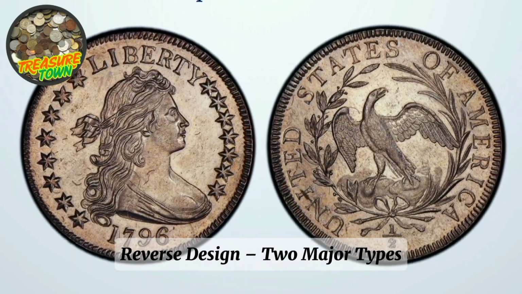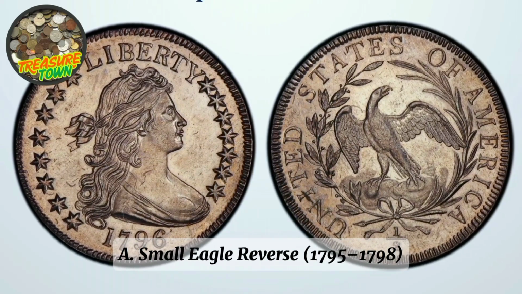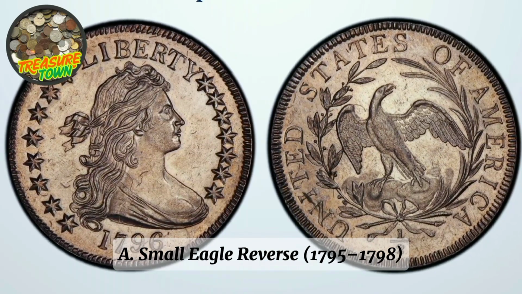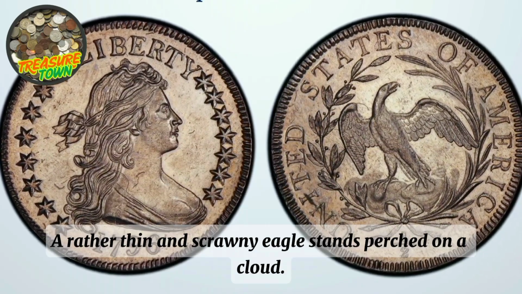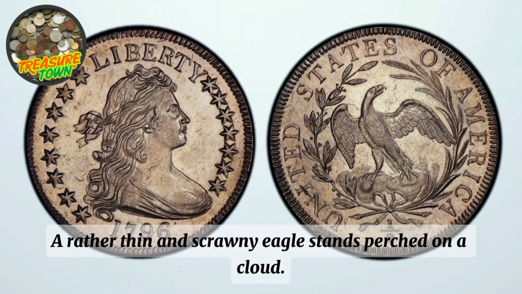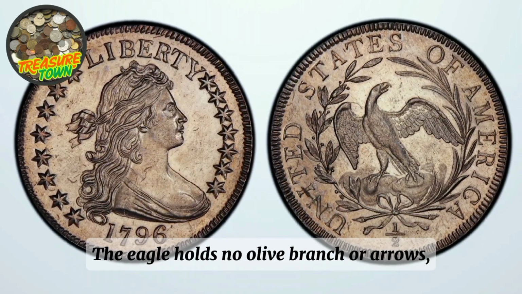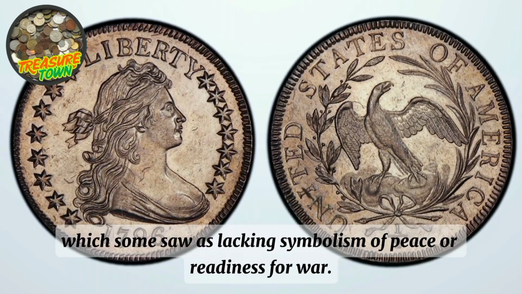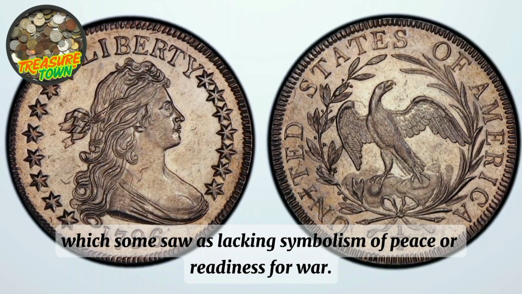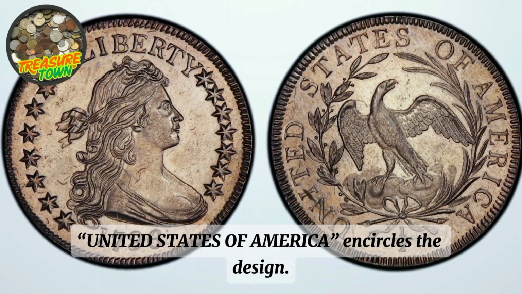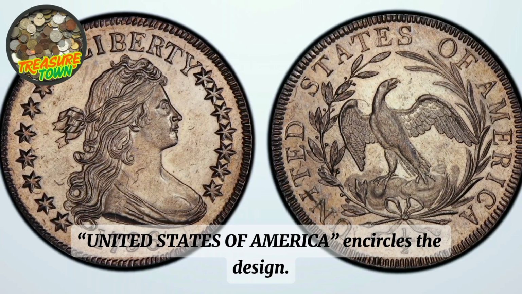Reverse design, two major types. A. Small eagle reverse, 1795 to 1798. A rather thin and scrawny eagle stands perched on a cloud. A wreath surrounds the eagle. The eagle holds no olive branch or arrows, which some saw as lacking symbolism of peace or readiness for war. United States of America encircles the design.